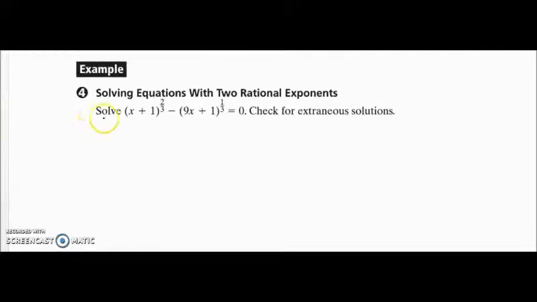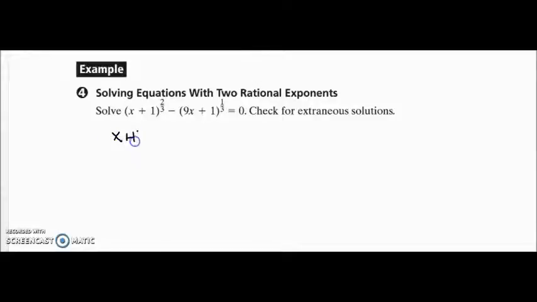The second part of this lesson has to do with solving equations with 2 rational exponents. So in this case, these have rational exponents. Remember, that's another word for fraction. So what we're actually going to do is separate them and make sure that one is on one side of the equation, or the equal sign, and one is on the other.